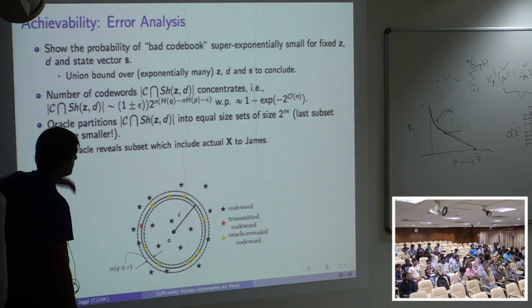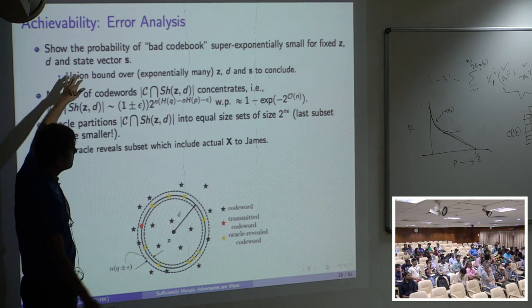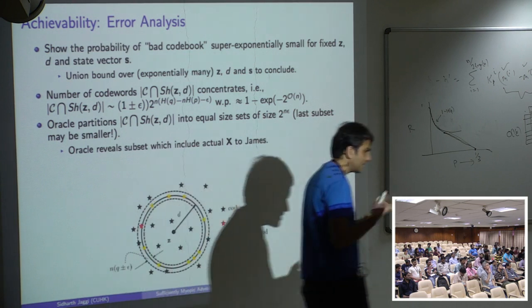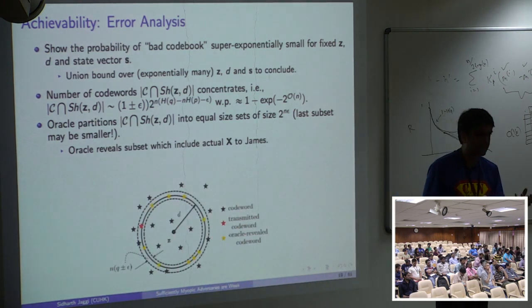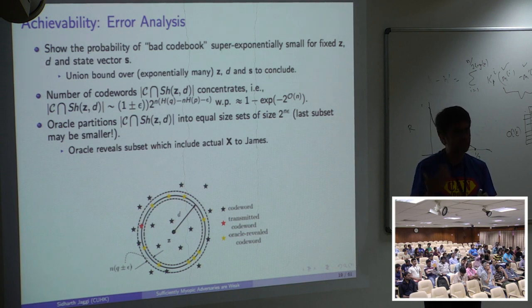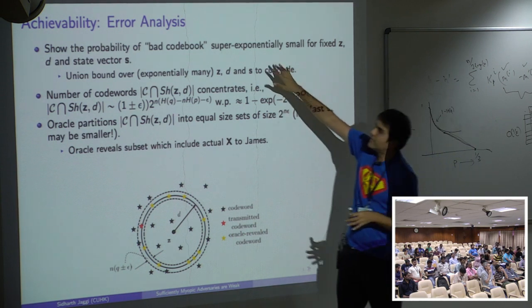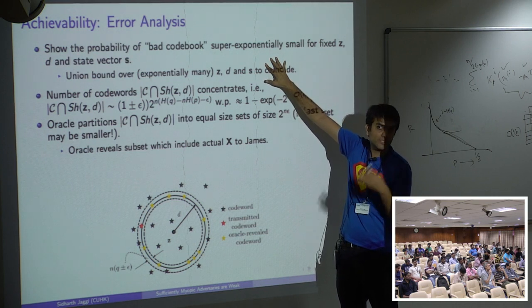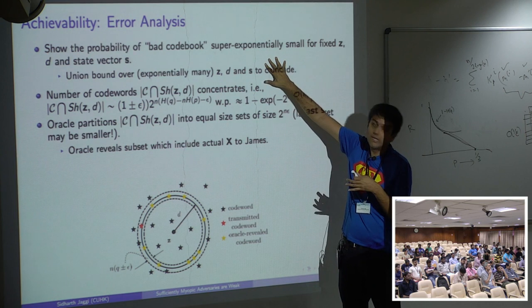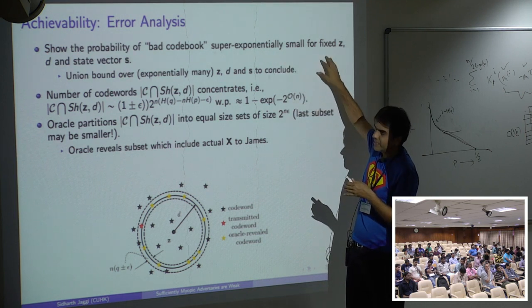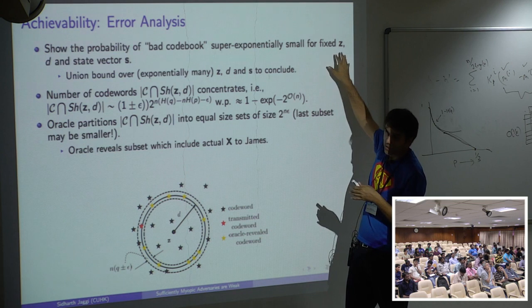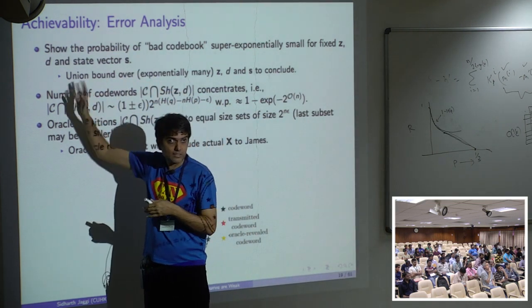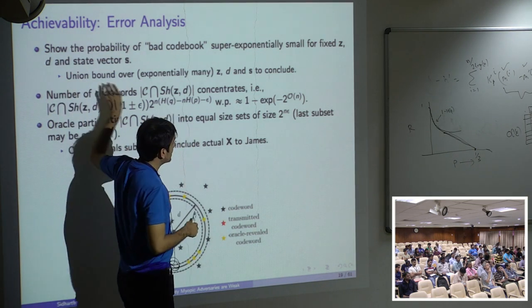Okay. So we'll try to show that the probability of a bad code book is small. And what is a bad code book? A bad code book will be a code book which has various different sub-events, but we'll try to argue that each of these sub-events happens with probability that's super exponentially small, smaller than 2 to the minus n, so something like 2 to the minus n squared, for any fixed z, that is what James has observed, any state vector that James can impose, any d that instantiates. So notice that these are at most exponentially large.